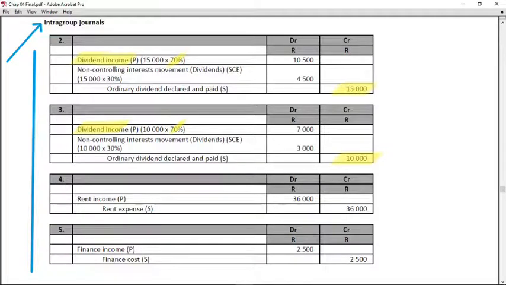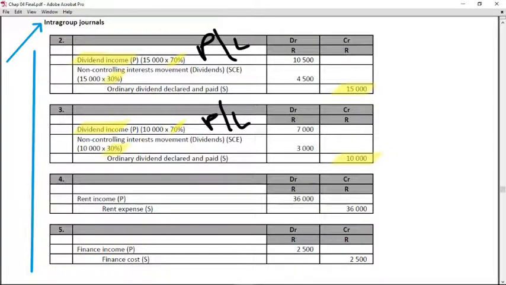This will affect your other income line item in profit and loss. The portion of the dividend declared and paid to the non-controlling interest makes their balance smaller. They got something back of what they are entitled to. They share in a negative movement in the equity of the subsidiary represented by the dividend. So that's why we debit their balance with their proportionate share of this dividend.